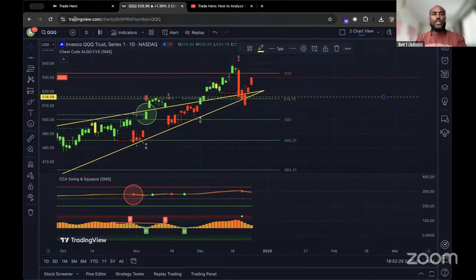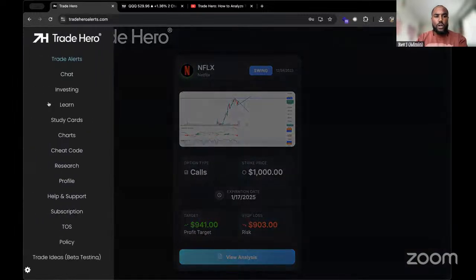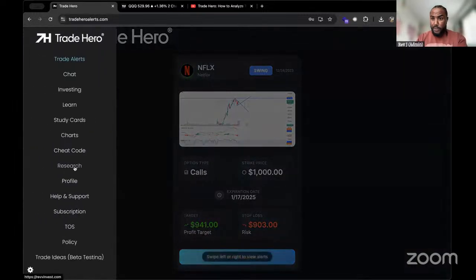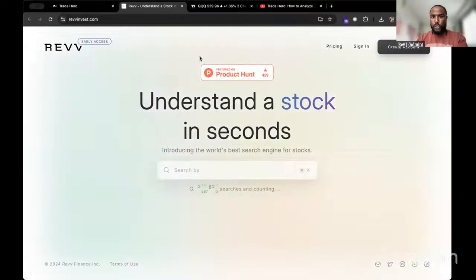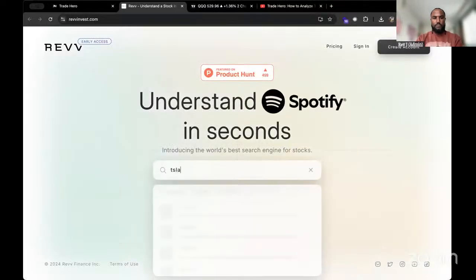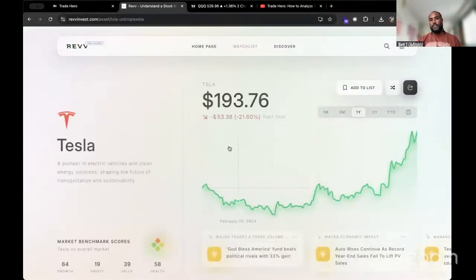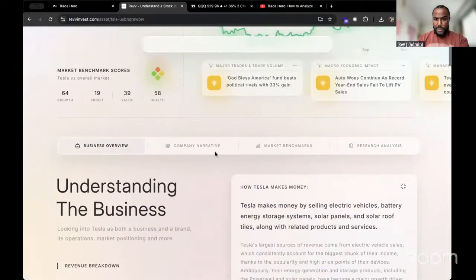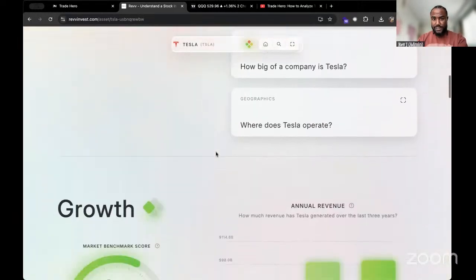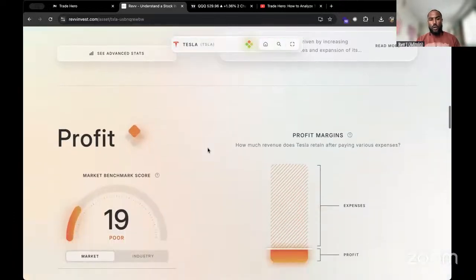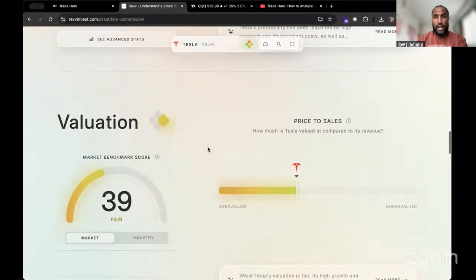Another thing you can do in the app, if you want to do some fundamental analysis, maybe a little more deep dive, you can also go to the research tab and just type in one of your favorite stocks. Let's say you want to look at Tesla. You can come in here and do an analysis on Tesla, get scores on their performance from growth to profit, a whole lot more.